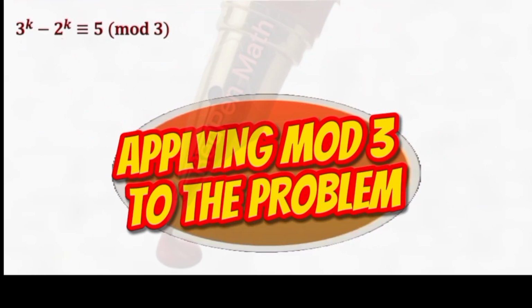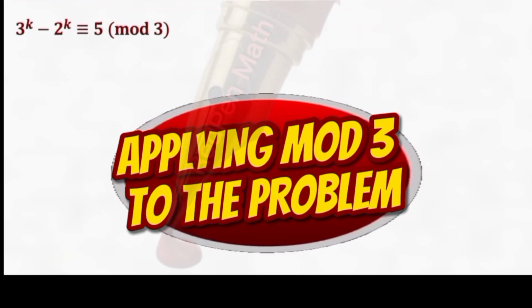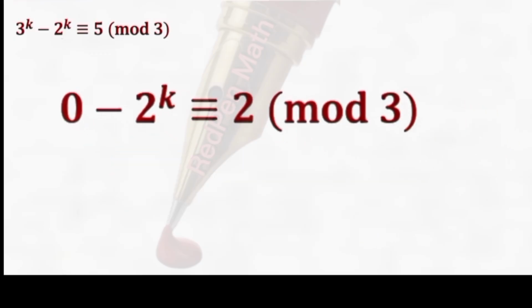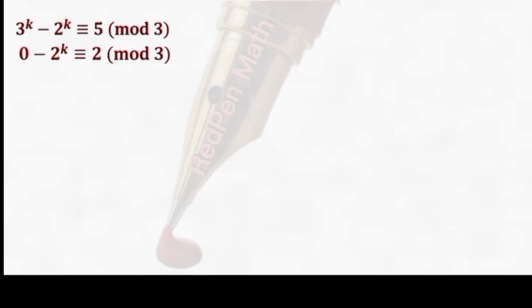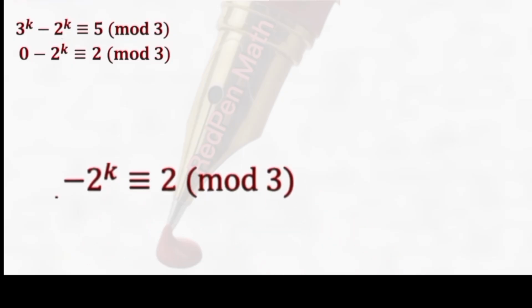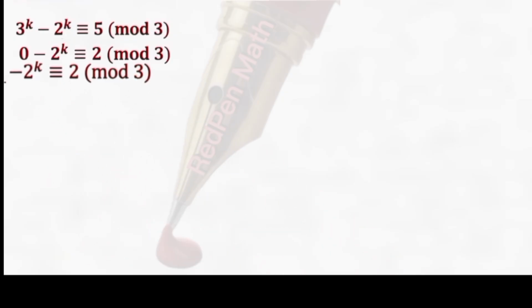Step 1. Take the whole equation mod 3. Why 3? Because 3 to the power k is always divisible by 3, so it becomes 0. This simplifies our problem dramatically. So we have 0 minus 2 to the power k is congruent to 5 mod 3. Since 5 mod 3 equals 2, we get minus 2 to the power k equals 2 mod 3. Multiply both sides by -1 and we have 2 to the power k is congruent to -2 mod 3, which is the same as 1 mod 3.